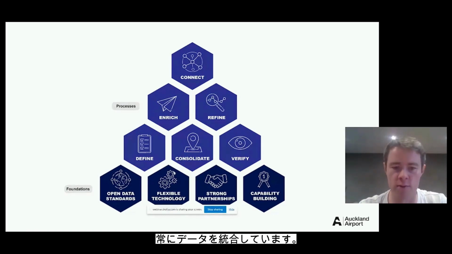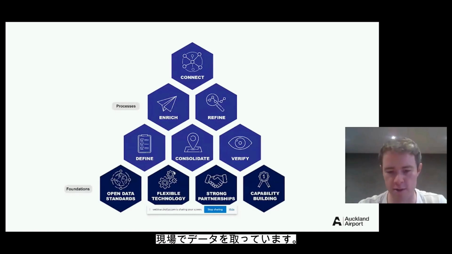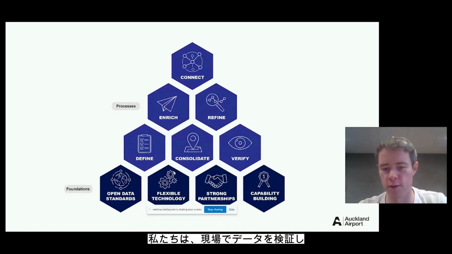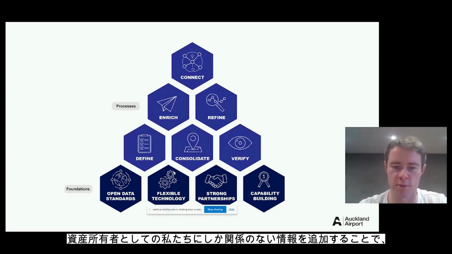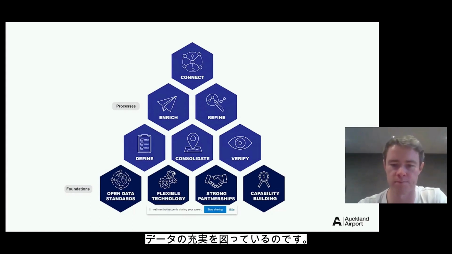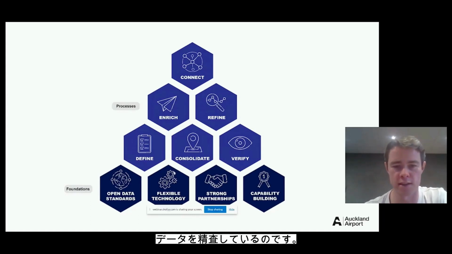We're consolidating data all the time. We're pulling together models from various projects and capturing data in the field. We're going out to verify data in the field. We're then enriching it and adding information that hasn't been included during design and construction processes, or information that's only relevant to us as an asset owner. We're refining data, making sure that we have what's needed and not too much excess.